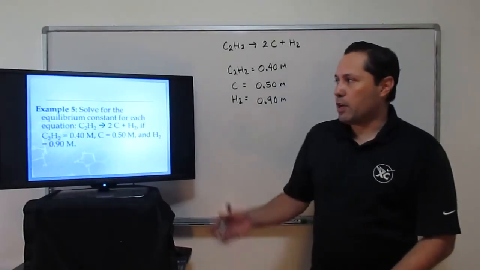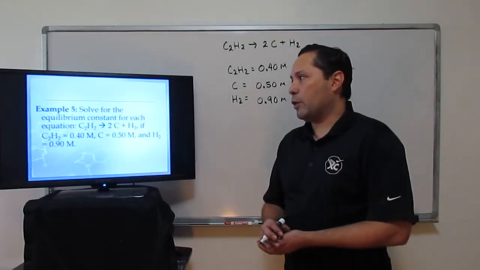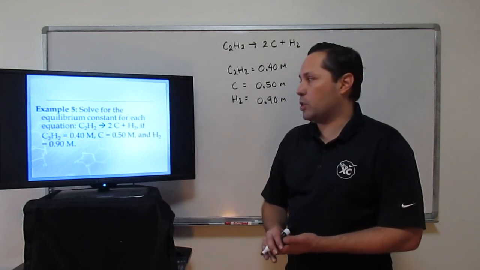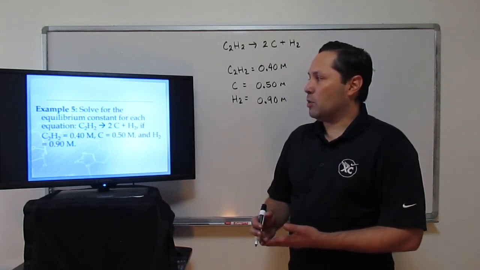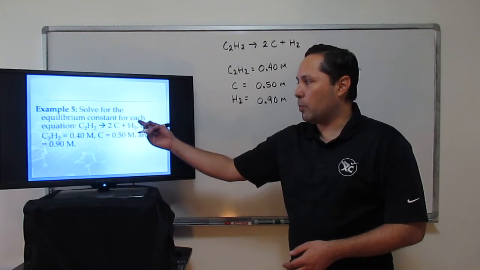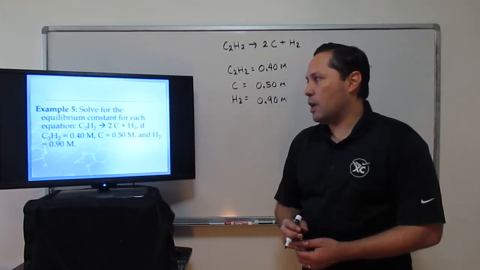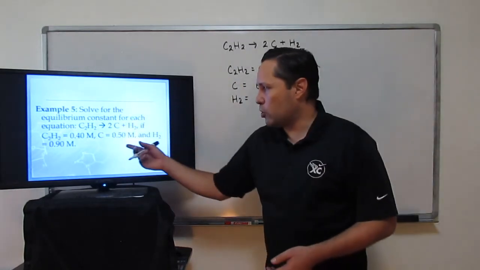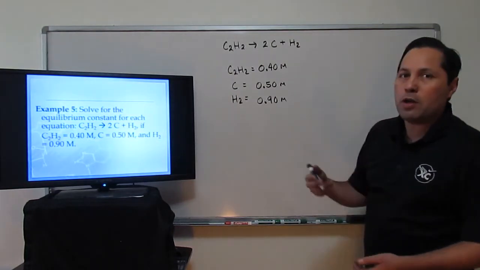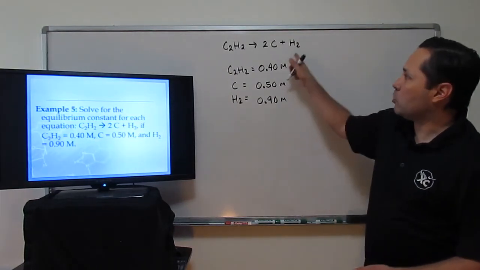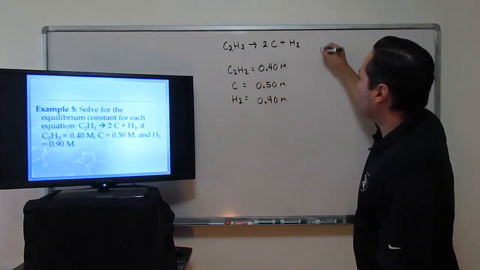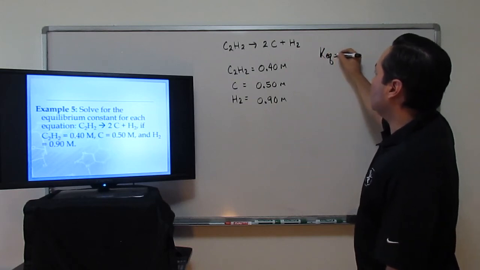In example 5, we're asked the following question. Solve for the equilibrium constant for this reaction, which is C2H2 decomposing to break down into carbon and hydrogen gas, if they give you the following concentrations, as you see right here, for each one of the reactants and products. Alright, so we're going to set up the equilibrium constant for this reaction, KEQ.